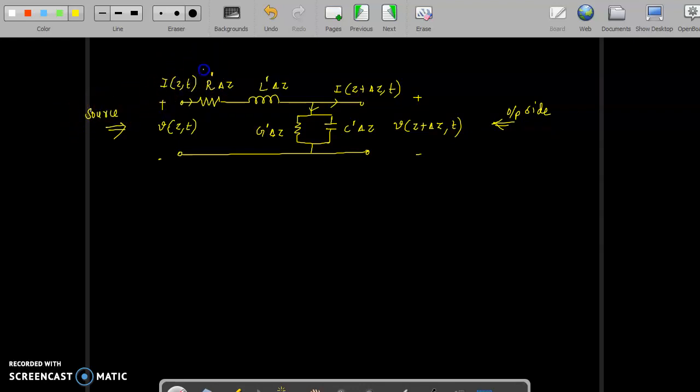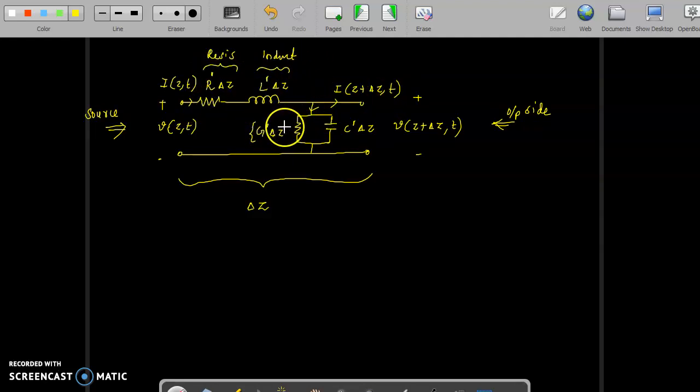And we have seen the series line resistance, so R dash delta Z. This is the total line resistance because we are considering a line of length delta Z. Now this is the total line inductance. This is the total resistance of the transmission line, and this is the total inductance of the transmission line. And this one is the total conductance of the transmission line. So conductance and capacitance are always shunt elements, whereas resistance and inductance are series elements.